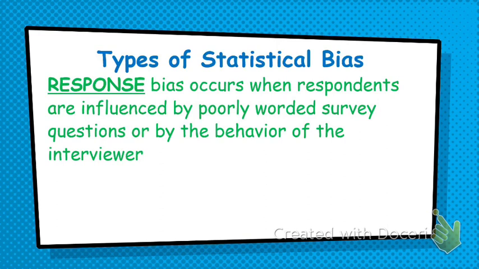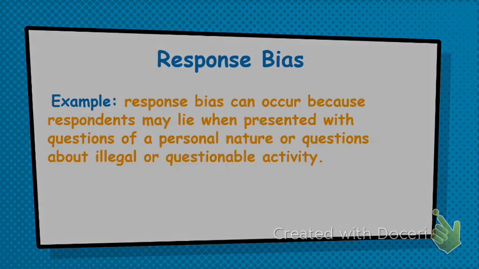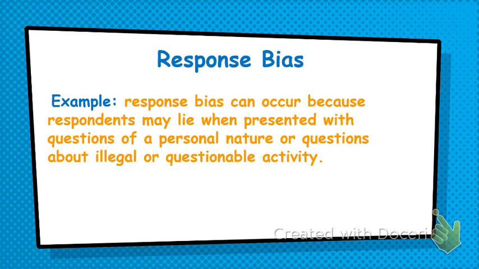Response bias occurs when respondents are influenced by poorly worded survey questions or by the behavior of the interviewer. We're going to look at a couple of examples about this here in just a second. So response bias can occur because respondents may lie when presented with questions of a personal nature or questions about illegal or questionable activity.